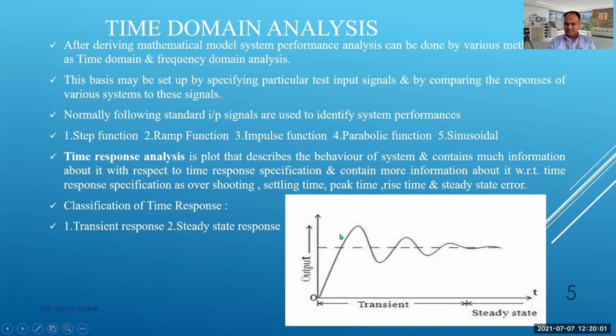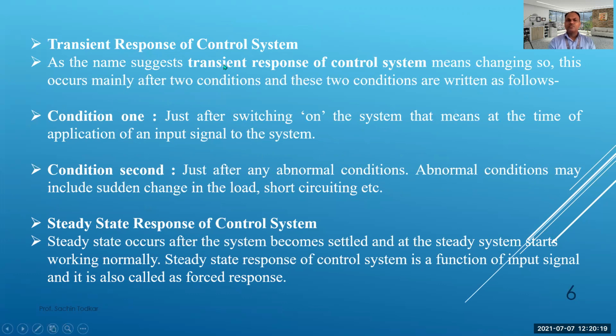When the system gets started, there will be a transient response of that particular system, and after some time it will become steady. So there will be a transient response and a steady state response. Now, what is transient response? As the name suggests, transient response of the control system means change in the system. It occurs mainly after two conditions, and these two conditions are as follows.